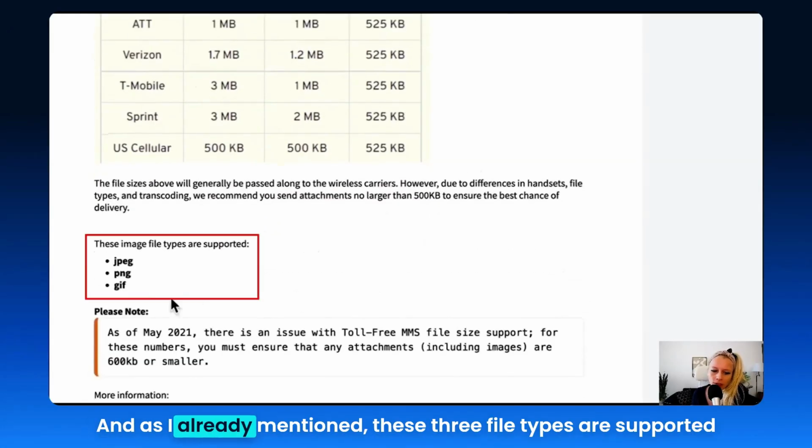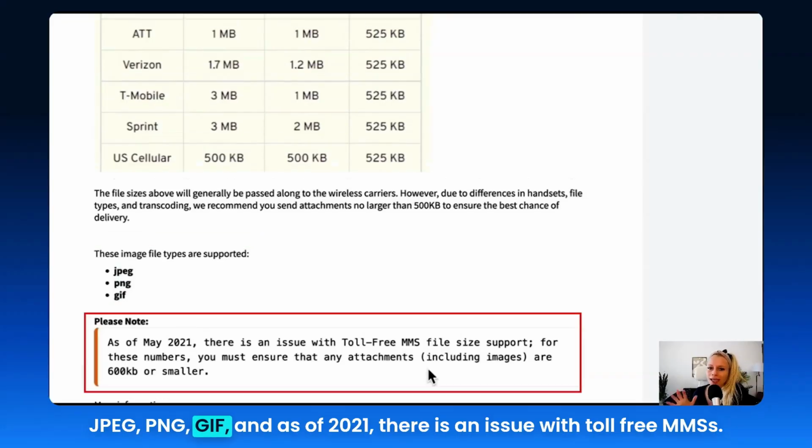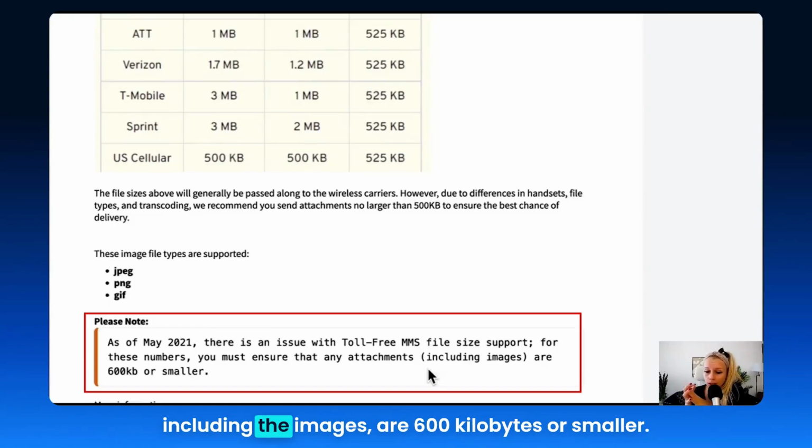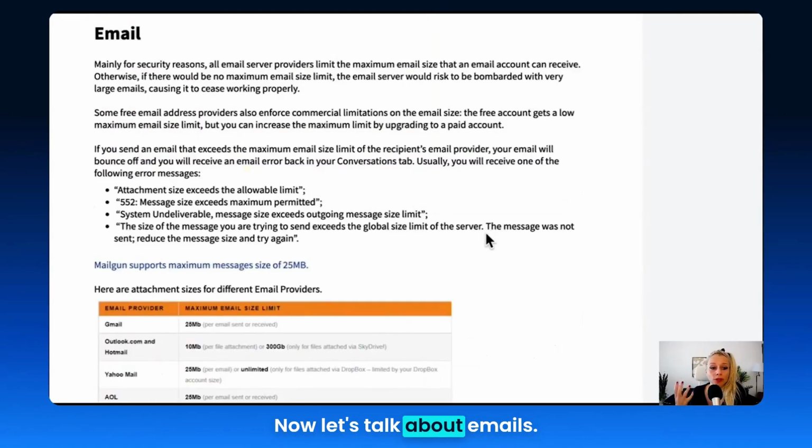Okay, and as I already mentioned, these 3 file types are supported: JPEG, PNG, and GIF. And as of 2021, there is an issue with toll-free MMS. So if you have a toll-free number, the file size of the attachments, including the images, must be 600 kilobytes or smaller. Now let's talk about emails.